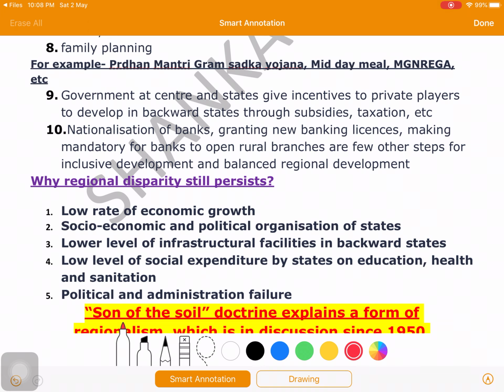And then comes the low level of social expenditure by the states, especially on education, health and sanitation, which is also one of the causes, because these subjects are core to human resource development.